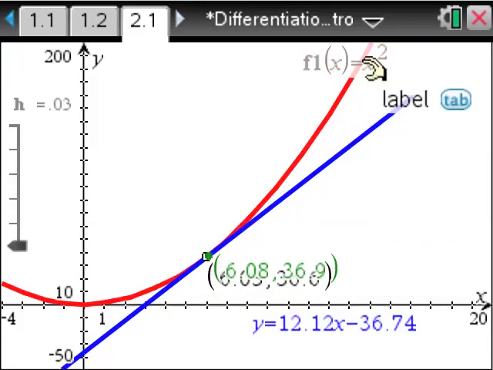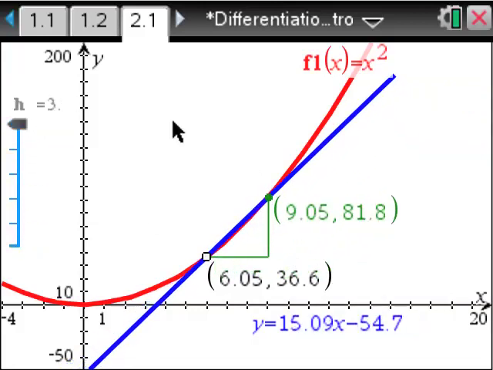Obviously this function here is fully editable, and you can change the value of h to help students again continue to visualize the limiting process going on. That's it. That's all it does.